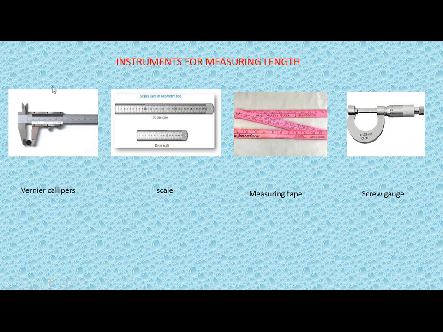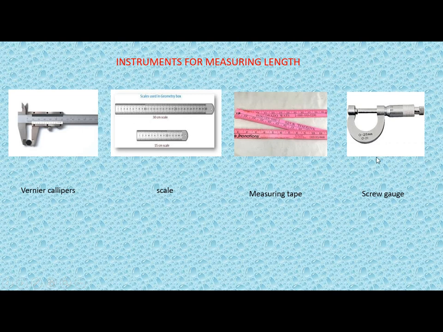These vernier calipers are used to measure the distance between two opposite sides of an object, and it is just like a compass. Here you can see there is a small circular object over here, and there is a scale here. If it is very difficult to measure the length of a small object, then it is measured with the help of this vernier calipers. And here you can see the scale, and whatever reading it shows, that will be the length of this object.